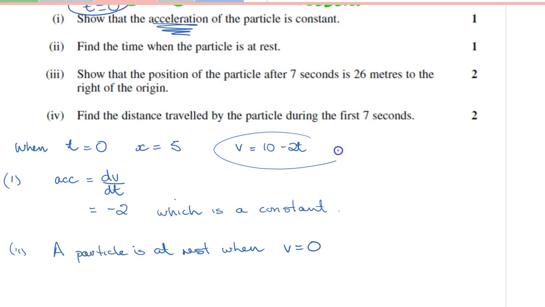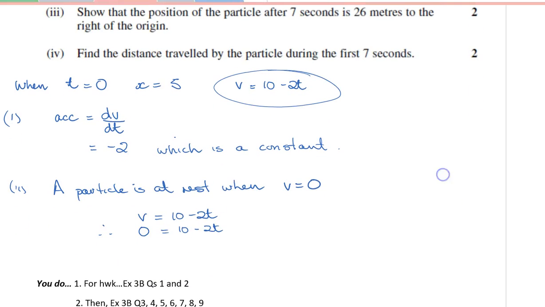The particle is at rest when v is 0. What was our equation for v? v is equal to 10 minus 2t. Therefore, we've got to solve 0 equals 10 minus 2t. When did the particle stop? When 2t was equal to 10, so after 5 seconds the particle is at rest. Again, you can interpret that to mean it has stopped.